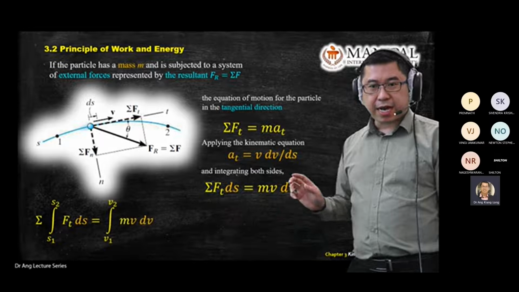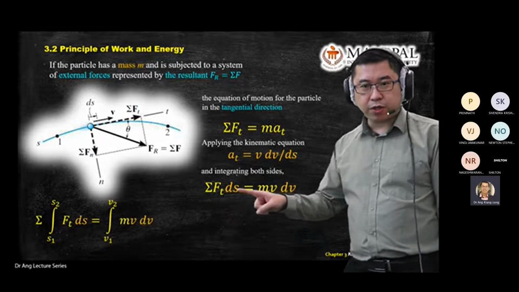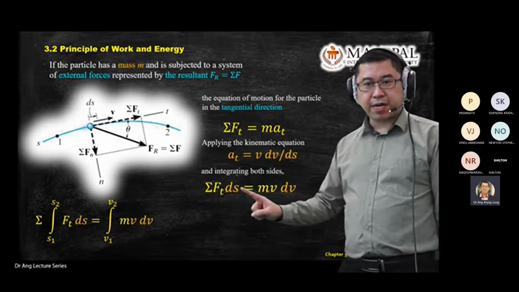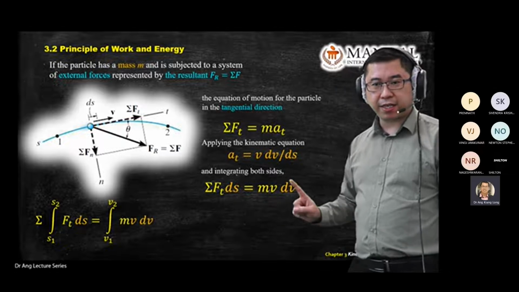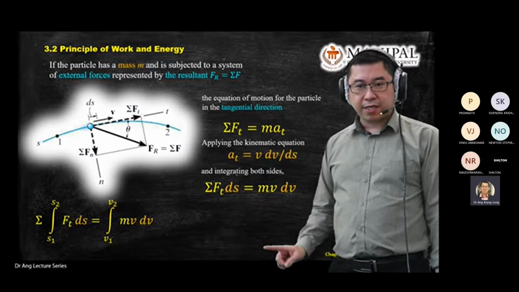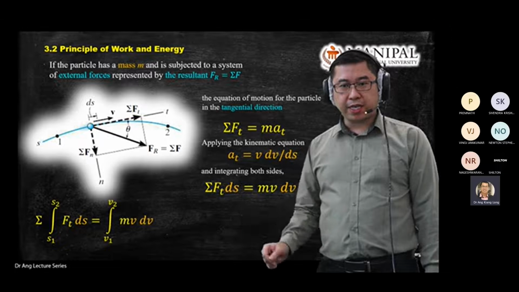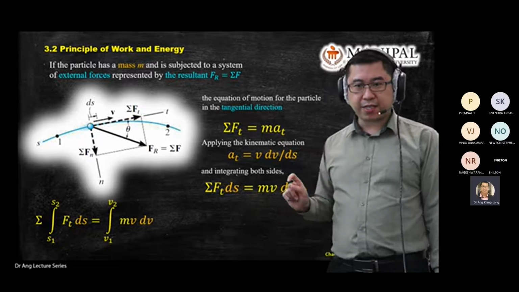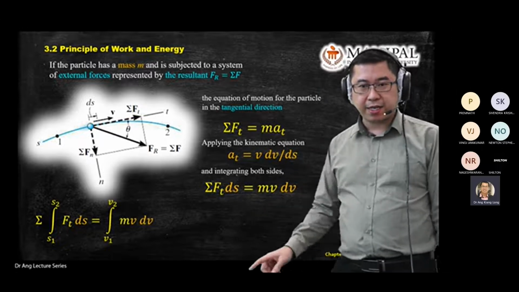So next, I will continue with the mathematics steps. I have ds one side, dv one side. Next step is to do the integration, because once you have the ds and dv one side, next you carry out the integration.